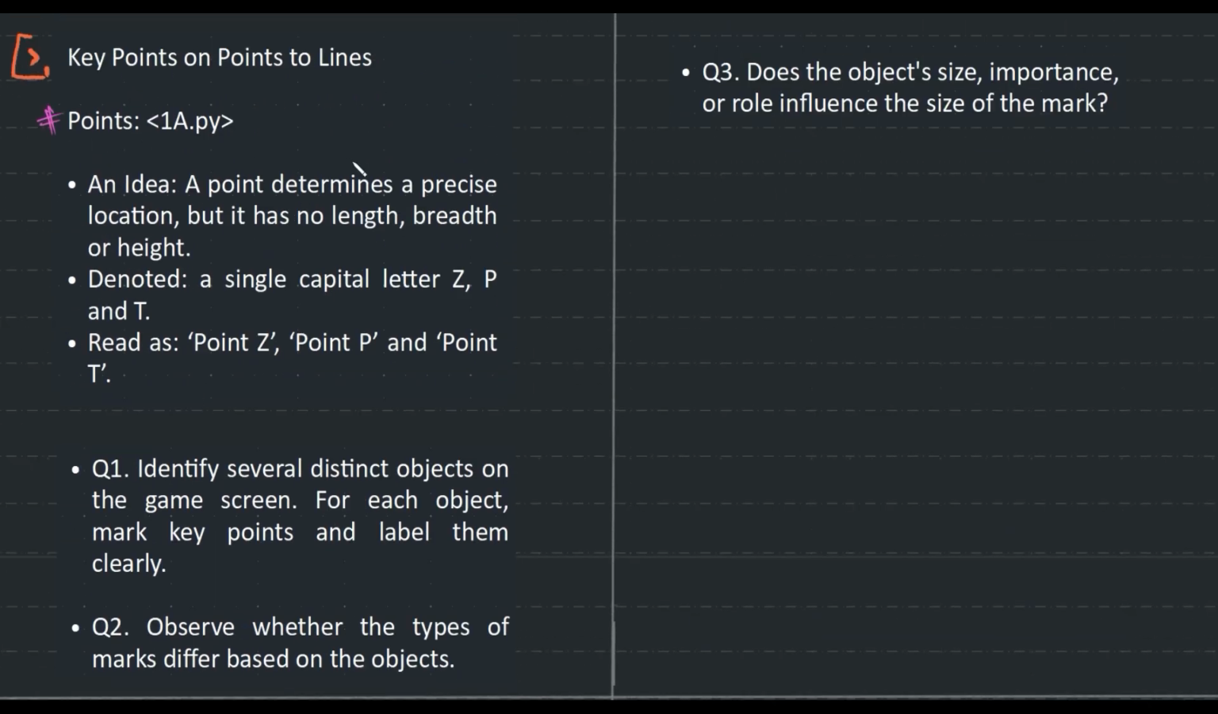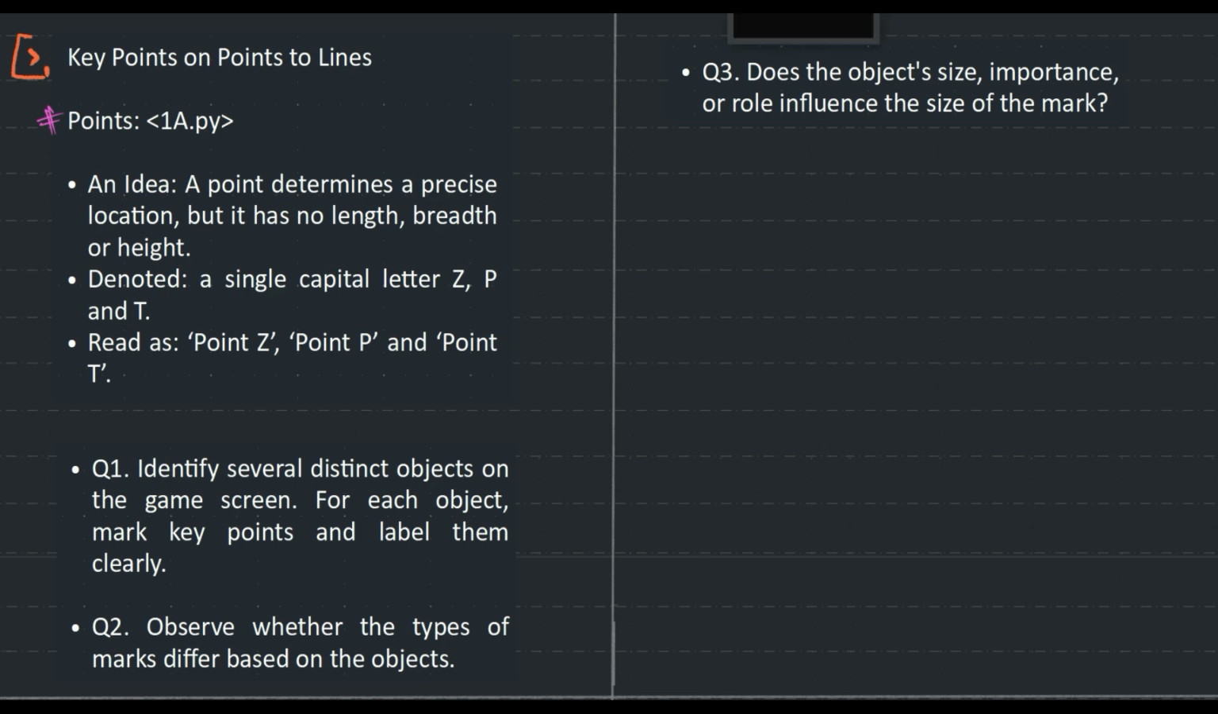First thing is points. Okay, the basic idea over here is a point determines a precise location. It has no length, no breadth, no height. It's generally denoted by a single capital letter Z or P or T or A or whatever. So how do we read it? As point Z, point P, point T.